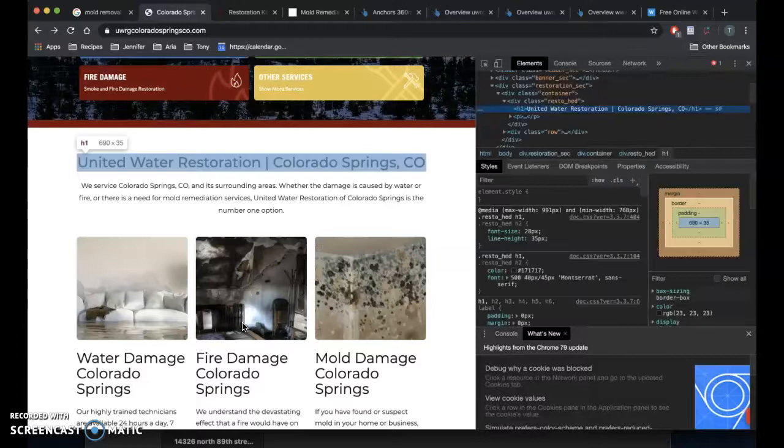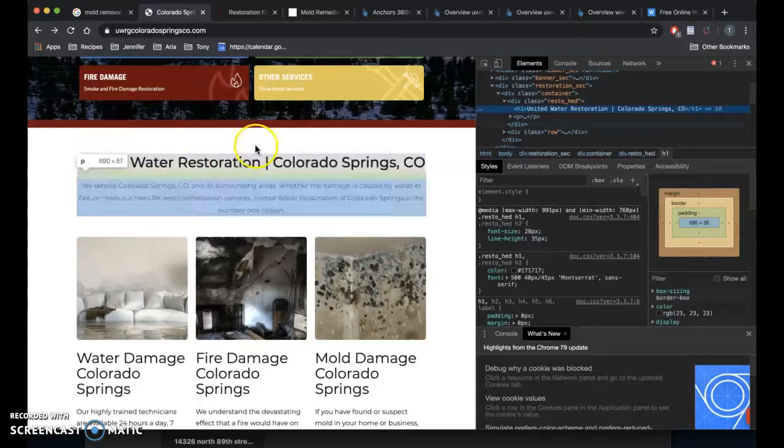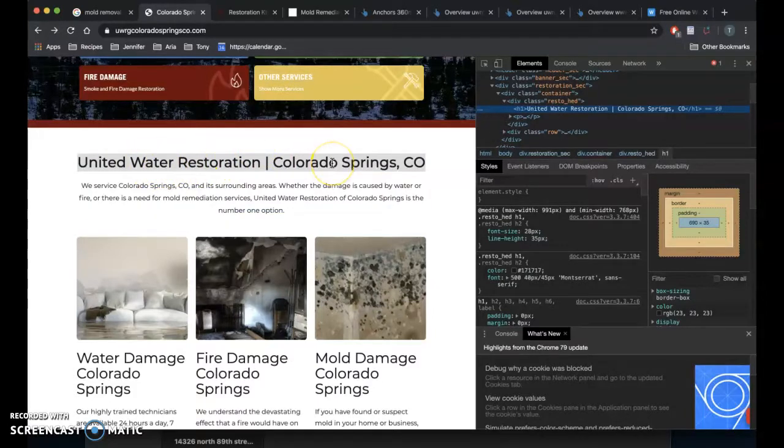For example, here when I inspect this phrase, United Water Restoration, Colorado Springs, Colorado, that is your H1 tag. That's your header one. This is the one that Google is going to look at most closely to see what is this site that I'm looking at. What is it for? And for SEO, what you want your H1 tag to be is your main keyword that you want your site found for. Water restoration, Colorado Springs, may be that keyword. It could be water repair.